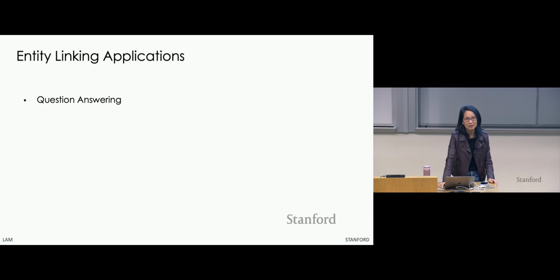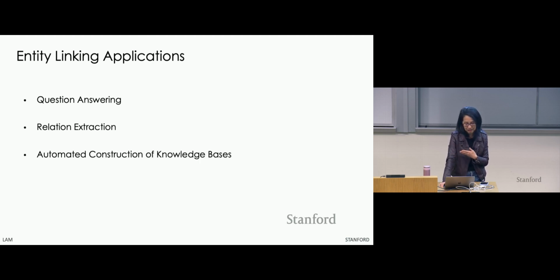So there are many things that you can use it for. For example, question answering, relation extraction, which is the work that we just talked about. The ACLED work is about extracting relations: how things are related in an event, given different documents, and they are all related to the same entity and so forth. Also automated construction of knowledge bases. So in ACLED, we actually put everything together in a knowledge base.